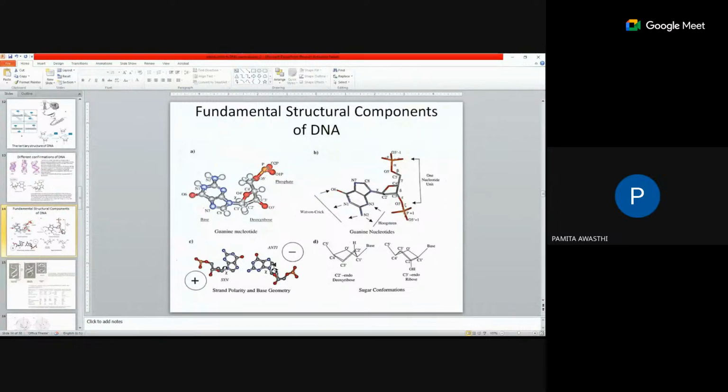So there are two phases when the bases are involved in hydrogen bonding, when there is hydrogen bonding between the two strands, right? So hydrogen bonding of the nitrogen bases: this is the Watson-Crick phase, and this is the Hoogsteen phase. As we know, cytosine forms three Watson-Crick hydrogen bonds with guanine, and adenine forms two hydrogen bonds with thymine.